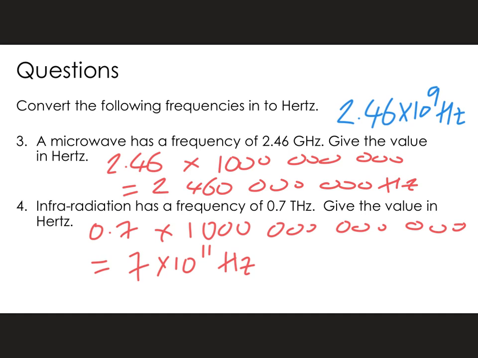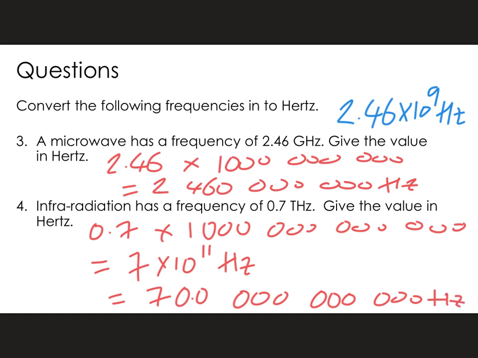So in physics, you're allowed to write your answer in standard form. If you want to see how that would look in terms of just the zeros, that would equal 700,000 million hertz.